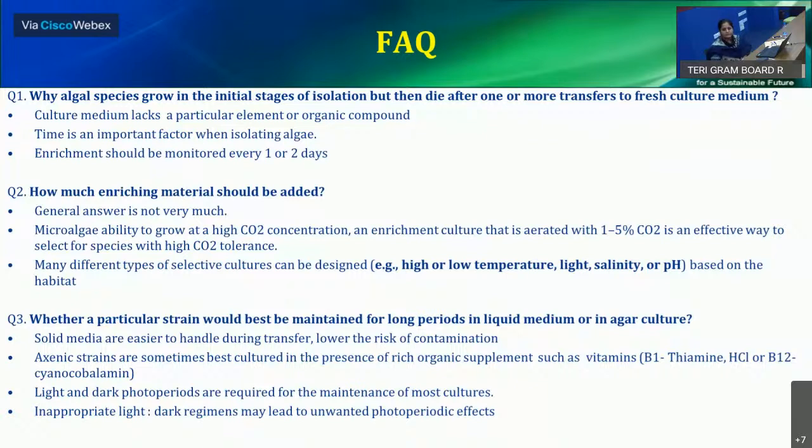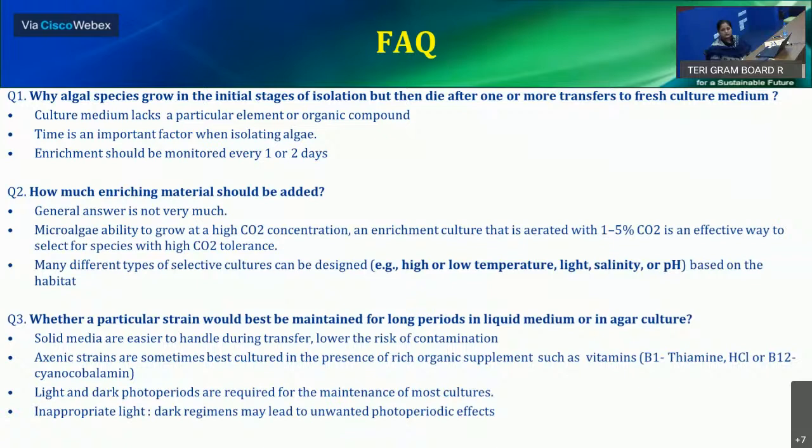Because if you have collected the samples and kept them in the lab for 2 to 3 days and then think that you can isolate the algae, it becomes really tough. And then there is the enrichment. Once you have enriched the culture, you need to observe it daily to check whether your algae is growing in that media. If not, then you need to manipulate the nutrient conditions.